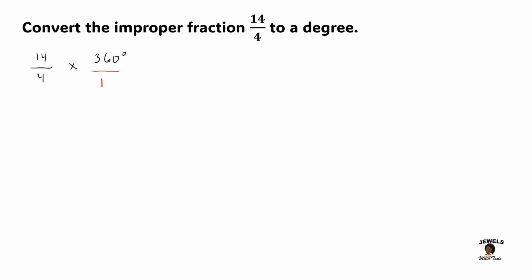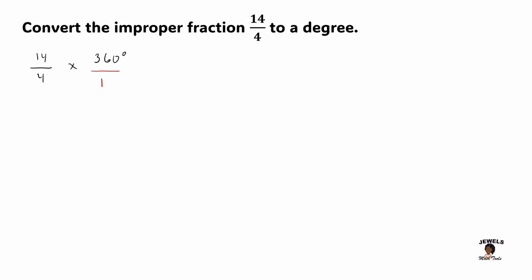So I can simplify 14 and 4, or I can simplify 4 and 360 degrees. But I cannot simplify 14 and 360 degrees because both of those numbers are in the numerator. Or I cannot simplify 1 and 4 because both of those numbers are in the denominator. So whenever you simplify a fraction, remember that it has to be between a numerator and a denominator.